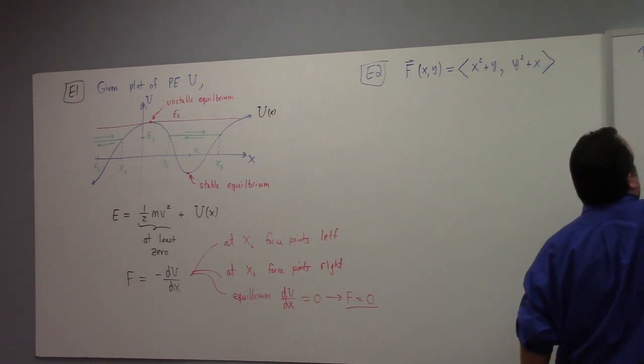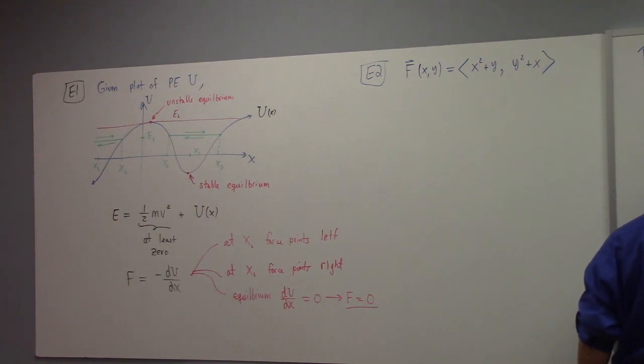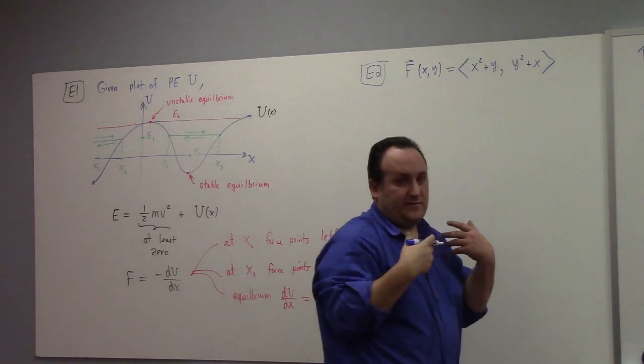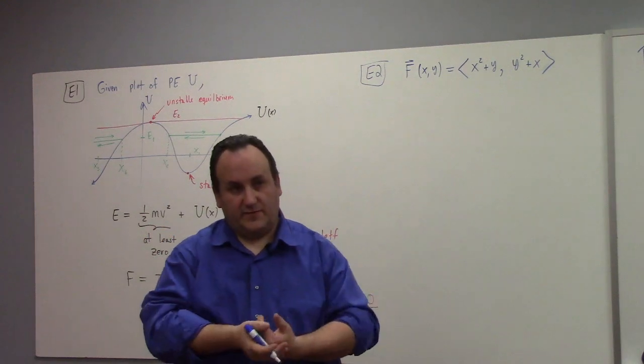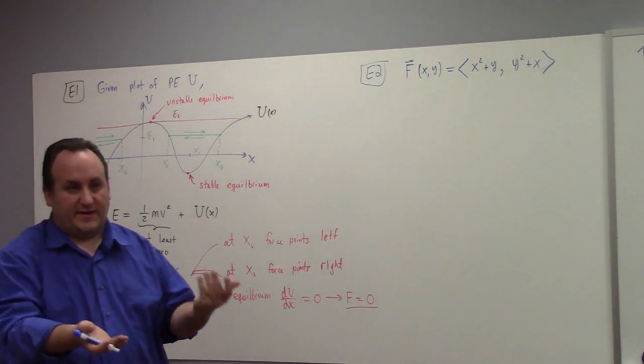Number one, the definition. F is equal to minus the gradient of the potential energy function. That's characterization number one. Our definition: a conservative force means you can write it as minus the gradient of the potential energy function.